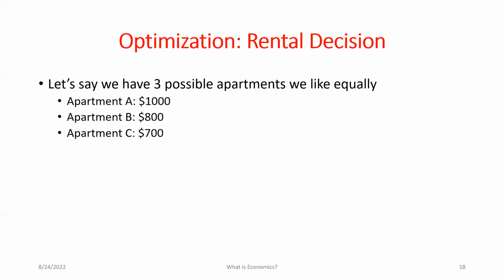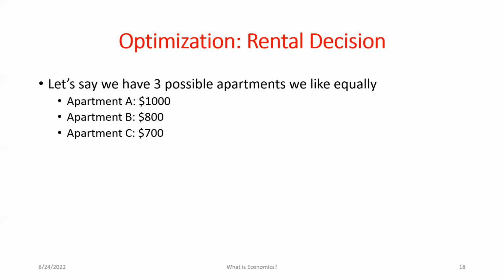So we've got 3 apartments, right? Each one has a different rental price. And what we're going to assume for this example is every apartment is exactly the same, with one exception, which is where they're located. And we'll assume the neighborhoods are relatively the same quality. It's just that they're different distances from the university. Okay.